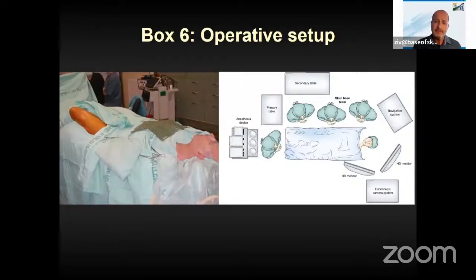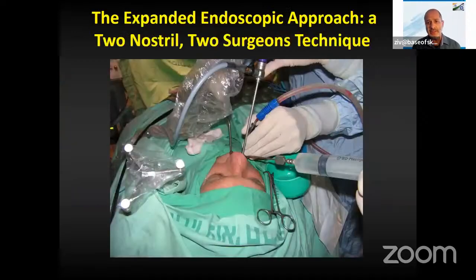The operating setup for both the transcervical and transnasal endoscopic approach will also include exposure of the area for reconstruction. In this case, we will harvest fascia lata for reconstruction of the skull base. Two nostrils technique, four hands, two surgeons. This is the preferred instrument for transnasal endoscopy, and also for transcervical endoscopy, we almost always will work with two surgeons. Sometimes it will be two ENT surgeons, sometimes it will be an ENT and a neurosurgeon.